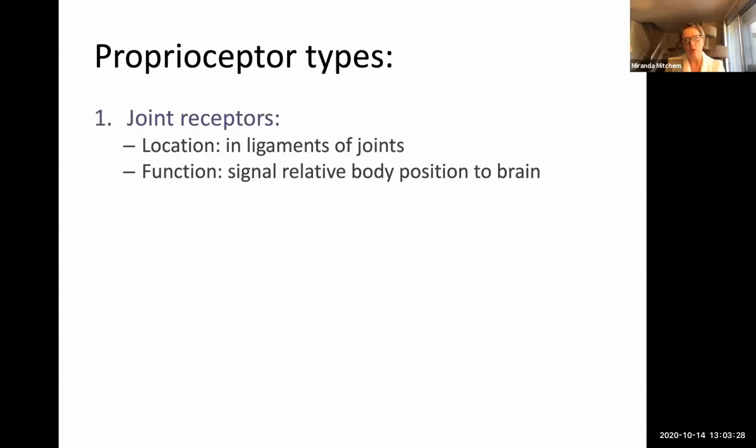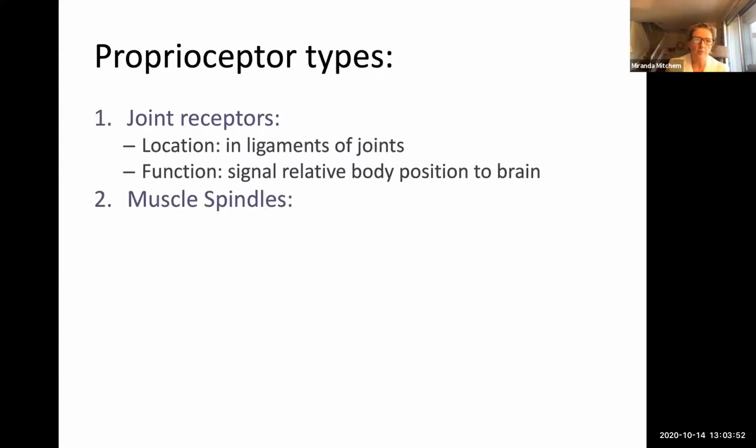But the joint receptors are really important in our muscle tone, our ability to have our posture. In order to sit here in this chair, even though it might seem like I'm a little relaxed because I'm sitting, my muscles are working. They're at that minimum state of contraction to maintain muscle tone.